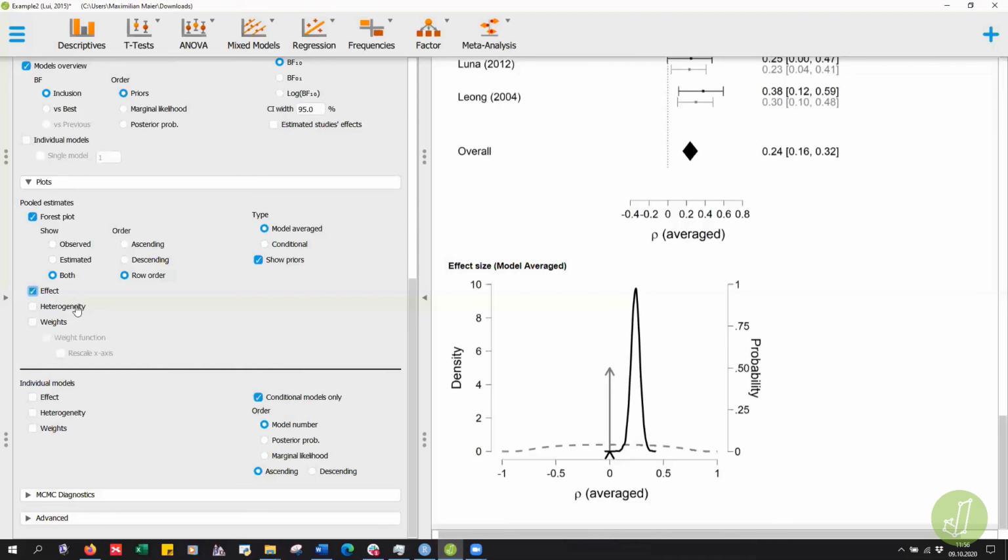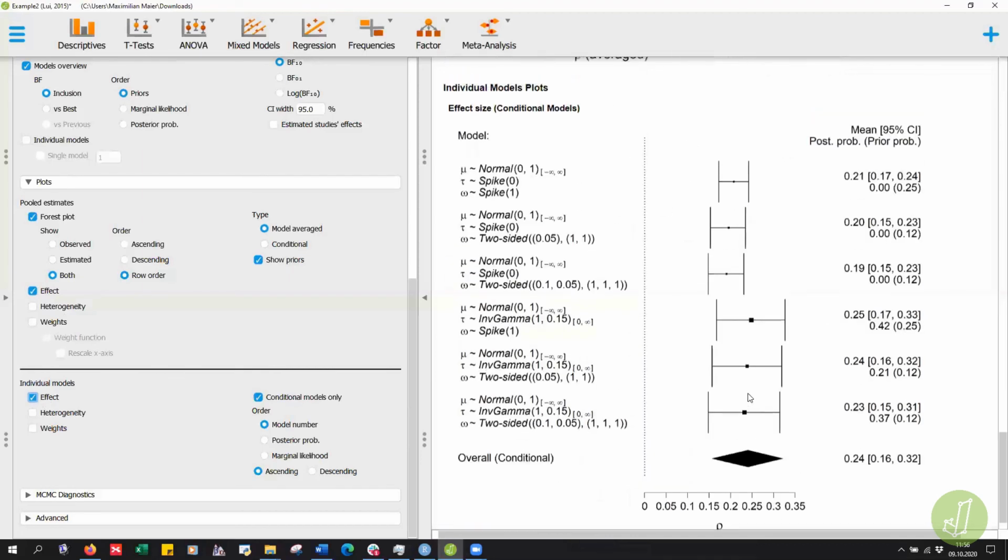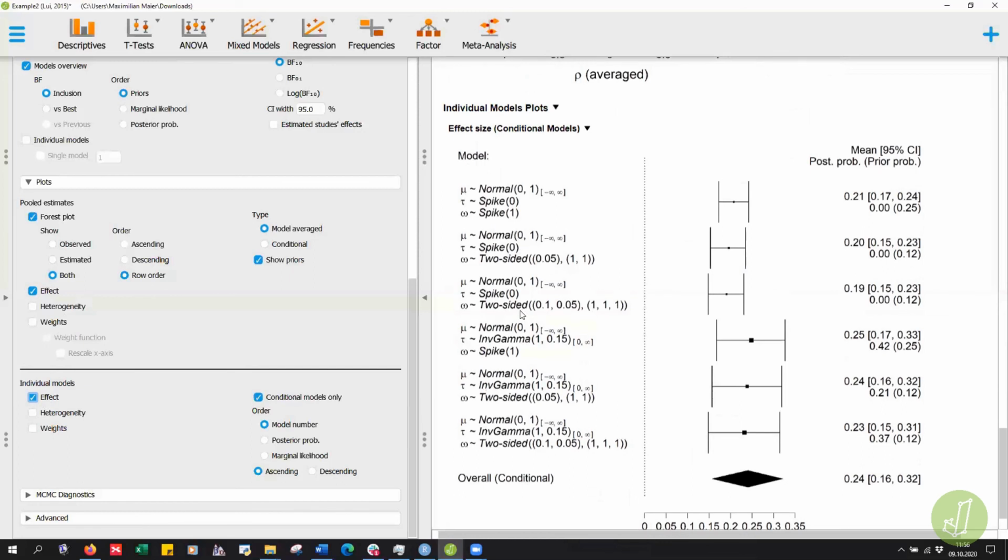We can also have similar plots for heterogeneity and for the weights. We can also look at the individual model estimates. So let's, for example, look at the individual models assuming an effect. And then we can see all models assuming an effect and their effect size estimate. So here's, for example, the model assuming an effect, no heterogeneity and no publication bias, and this would be the model assuming an effect, no heterogeneity, but assuming publication bias. And we can see the estimate for each of the 6 models assuming an effect.